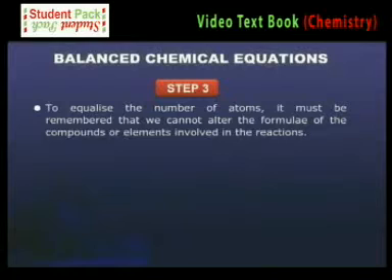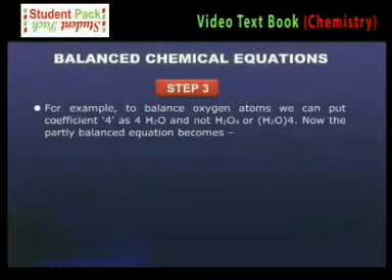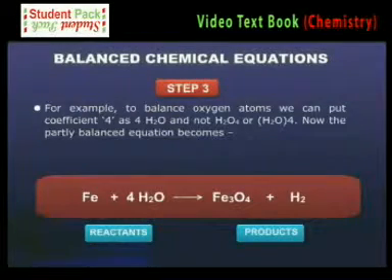To equalize the number of atoms, it must be remembered that we cannot alter the formulae of the compounds or elements involved in the reactions. For example, to balance oxygen atoms, we can put coefficient 4 as 4H2O and not as H2O4 or H2O taken 4 times. Now, the partly balanced equation becomes Fe plus 4H2O gives rise to Fe3O4 plus H2.